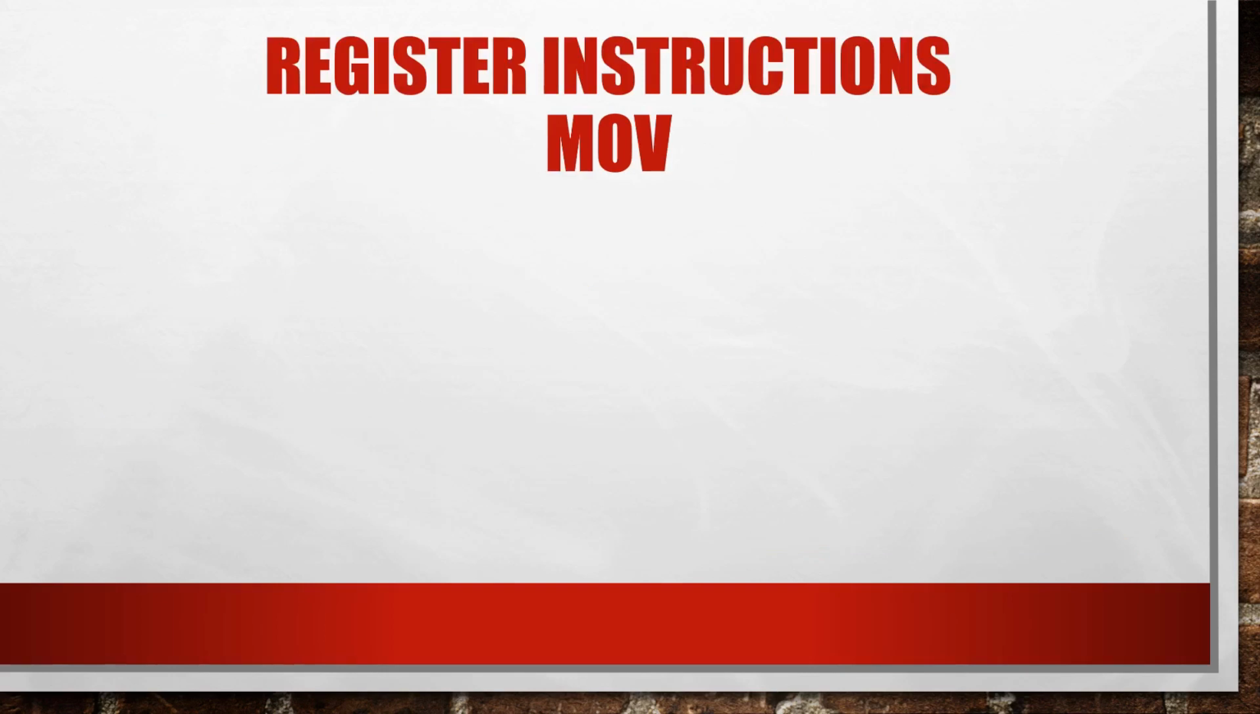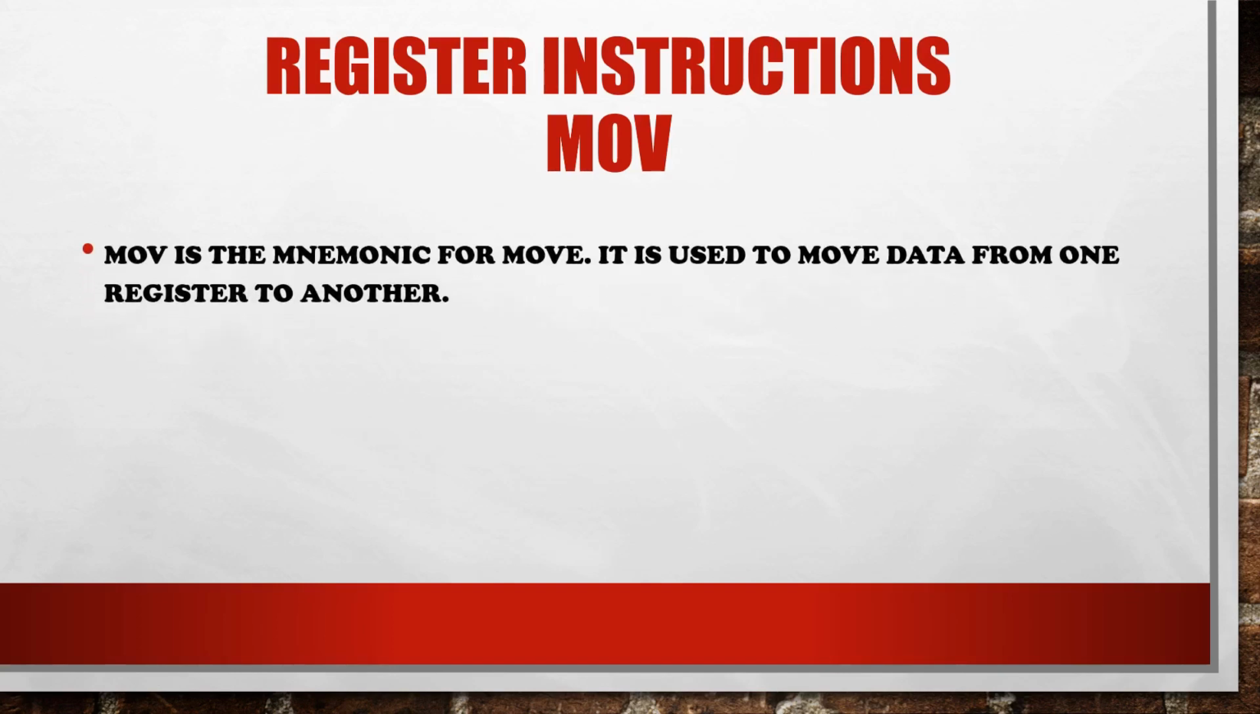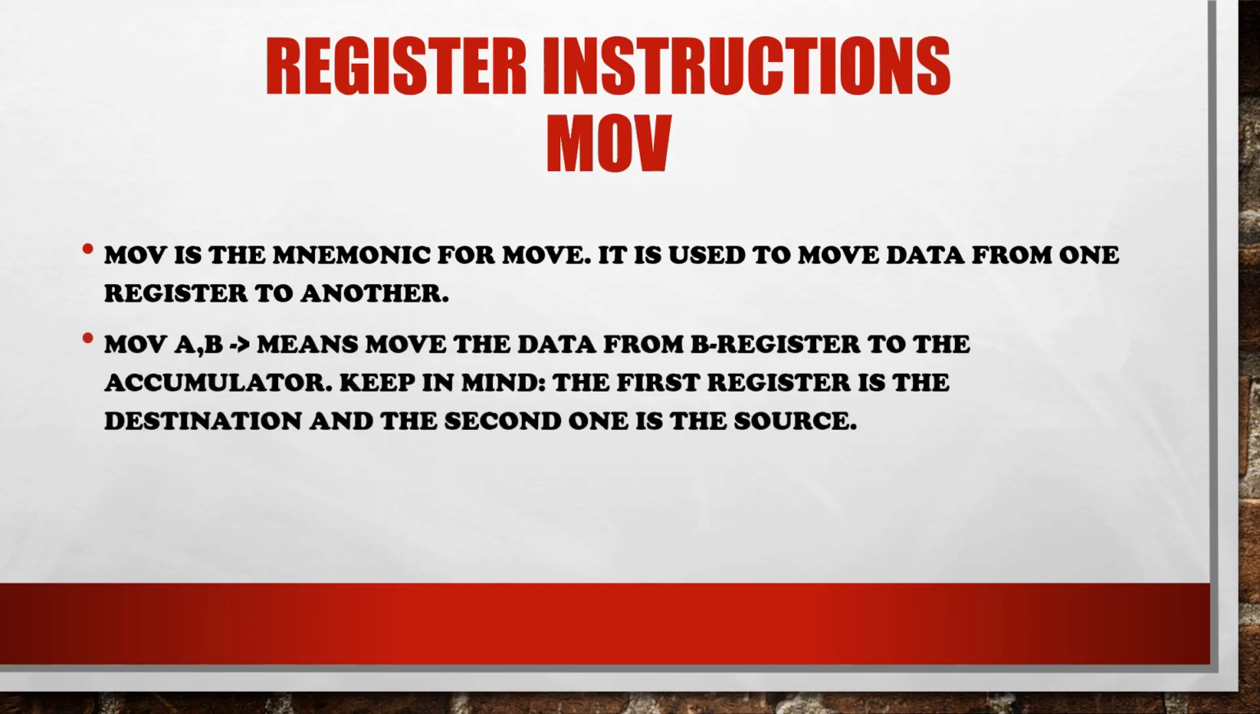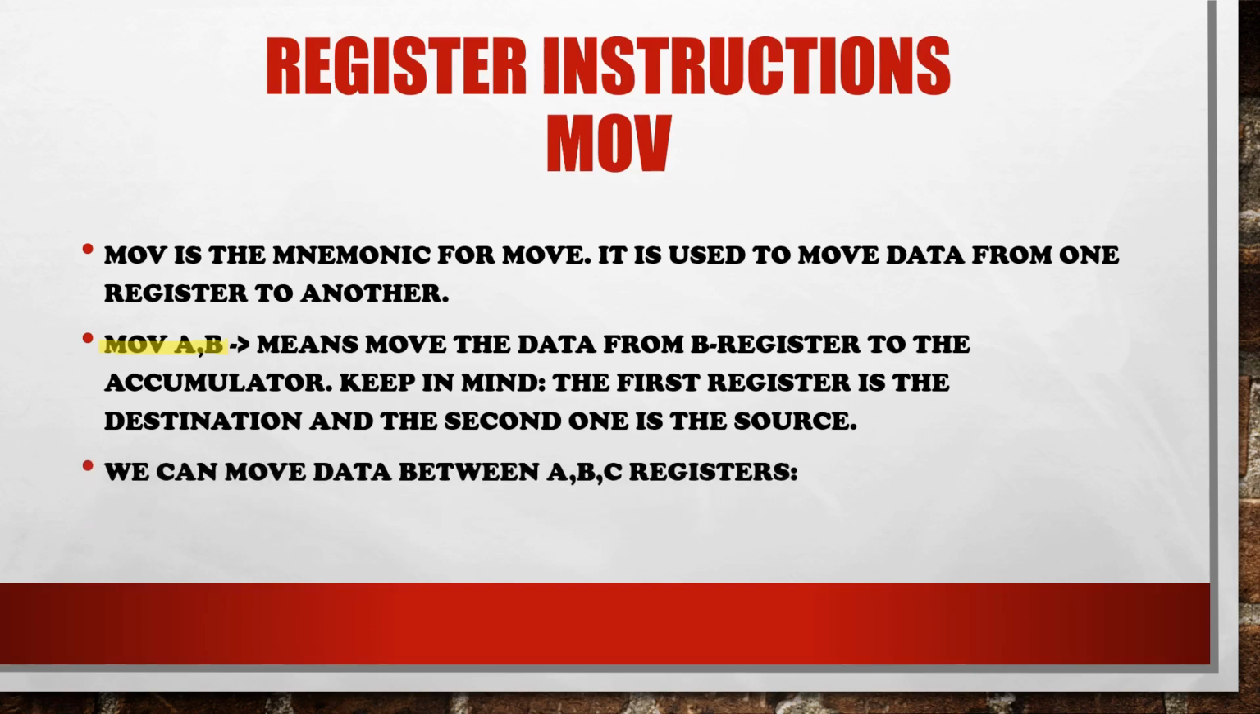So now let's discuss one of the register instructions, MOV. MOV is the mnemonic for move. It is used to move data from one register to another. So let's take an example. We basically write MOV and then the destination register and then the source register. So MOV A, B means move the data from B register to the accumulator. Keep in mind the first register is the destination and the second one is the source.